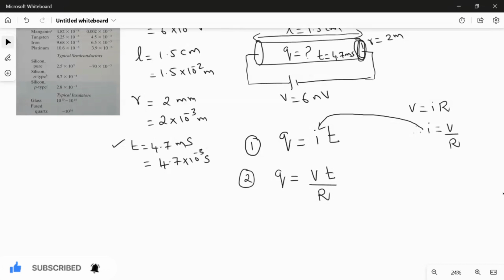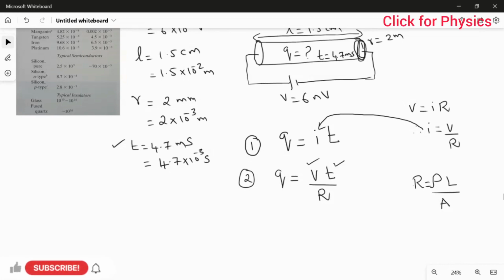Now we have to see again. Once you substitute the equation for the current here, we have the information about the time as well as the potential. But there is no information about the resistance. You can see the given values here. There is no information about the resistance. So for this, we are going to use the resistance equation, R equal to the resistivity rho multiplied by length divided by the cross-sectional area. Now I'm going to substitute this resistance equation here.